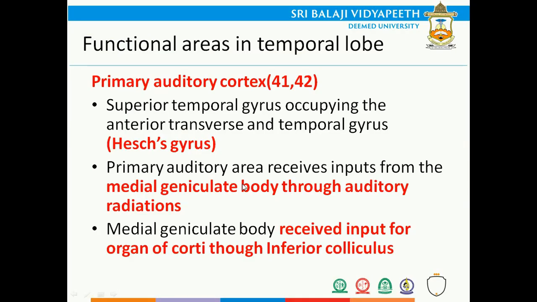So the temporal lobe is mainly concerned with the auditory cortex, area number 41, 42. The superior temporal gyrus is occupying the anterior transverse temporal gyrus, otherwise called Heschl's gyrus. The primary auditory cortex receives inputs from the medial geniculate through the auditory radiations, and the medial geniculate body receives inputs from the organ of Corti through the inferior colliculus.